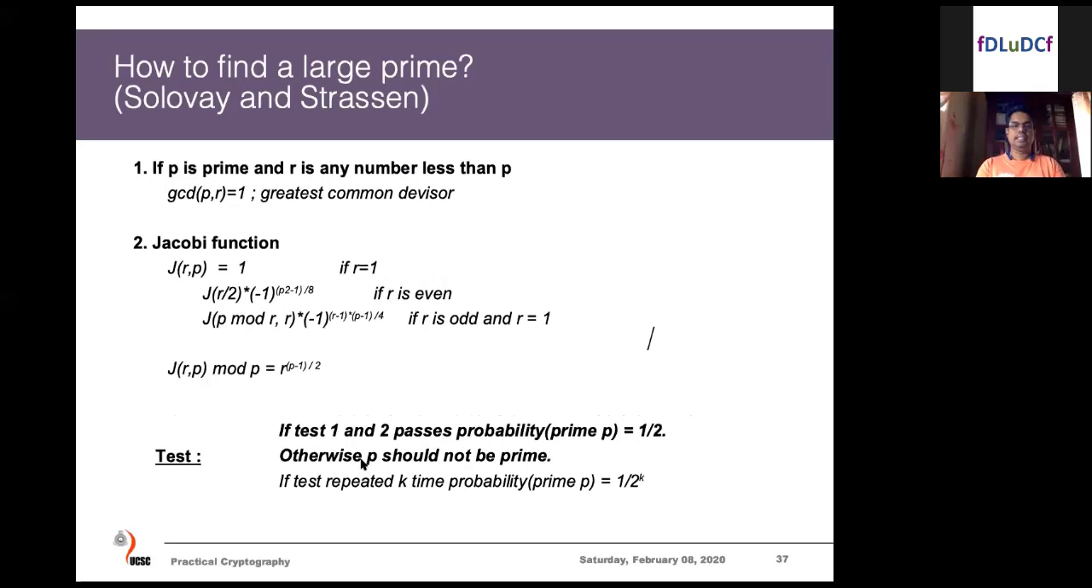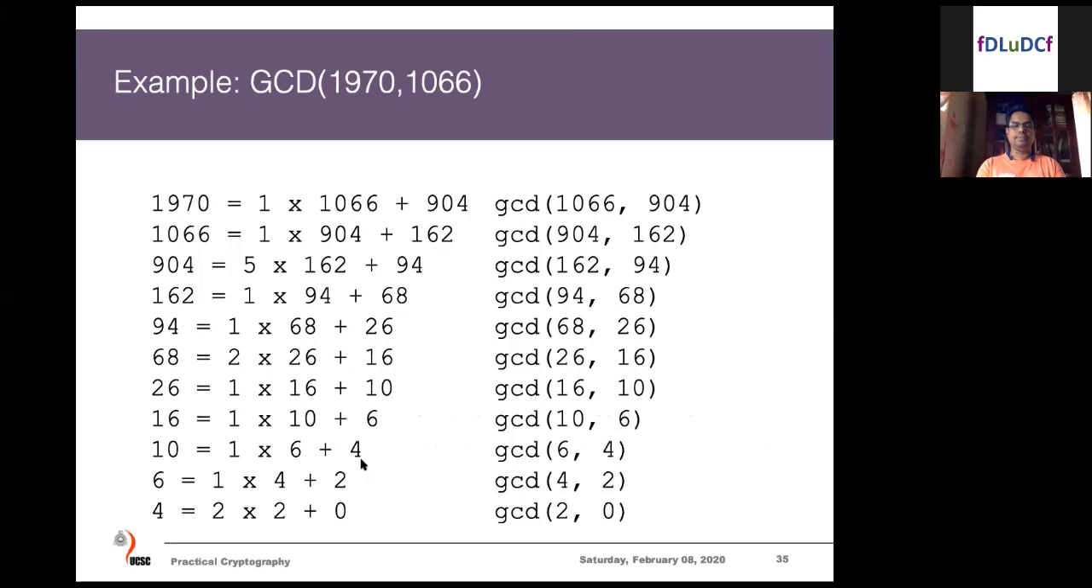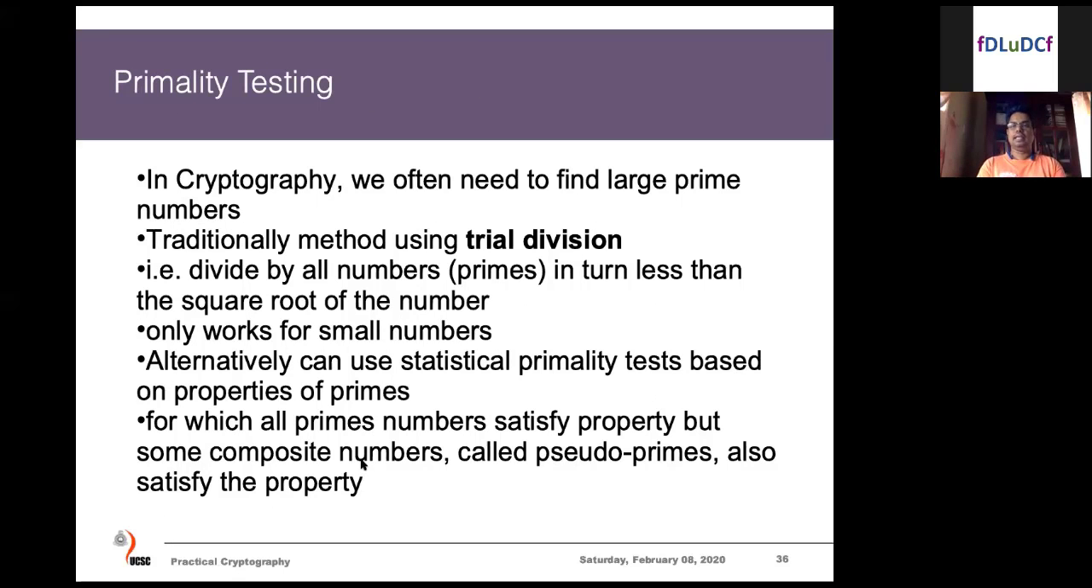So in this GCD, what we can do basically, let's say we want to randomly generate a prime number called P. After we generate a random number called P, we want to find out whether this number P is prime. So that is our problem.